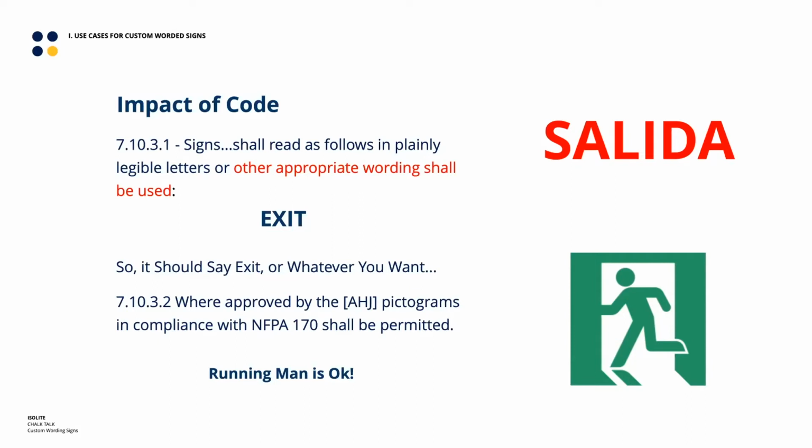The other thing that's worth noting here is where approved by the AHJ, pictograms in compliance with NFPA 170 shall be permitted. That's the running man that you see over there on the right. And you'll actually start to see this in more and more places. Obviously, this is historically a very European iconographic. It's now the standard in Canada as well. You're also going to start seeing that show up here in a lot more places. I actually go to a Mexican restaurant in the area that has running man exit signs. So it is becoming more and more common.